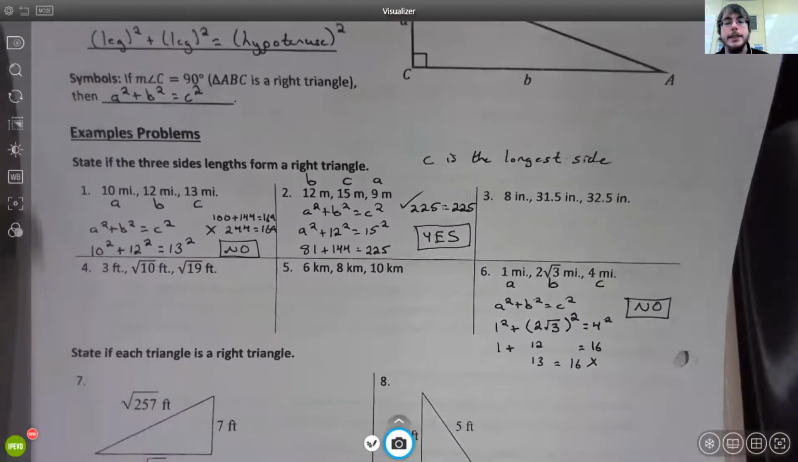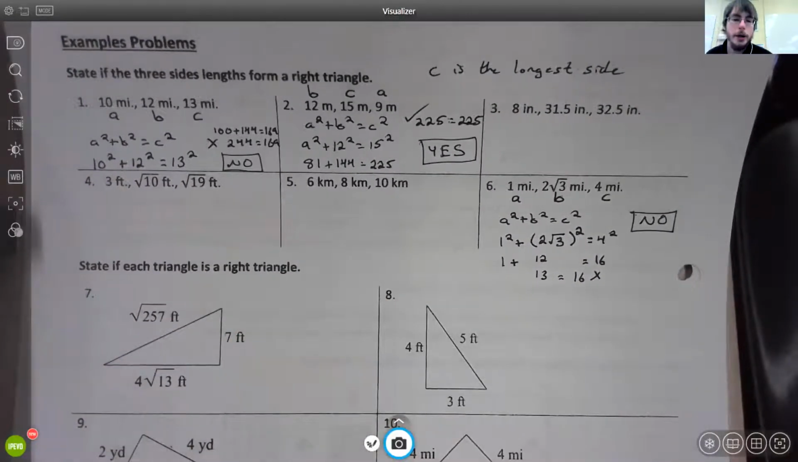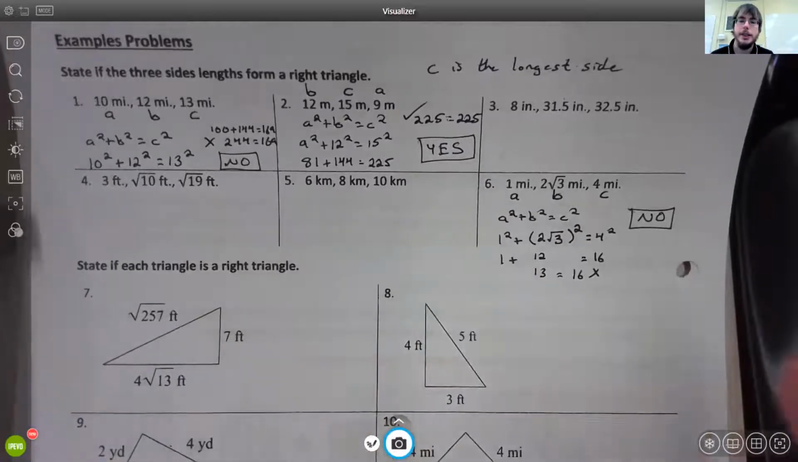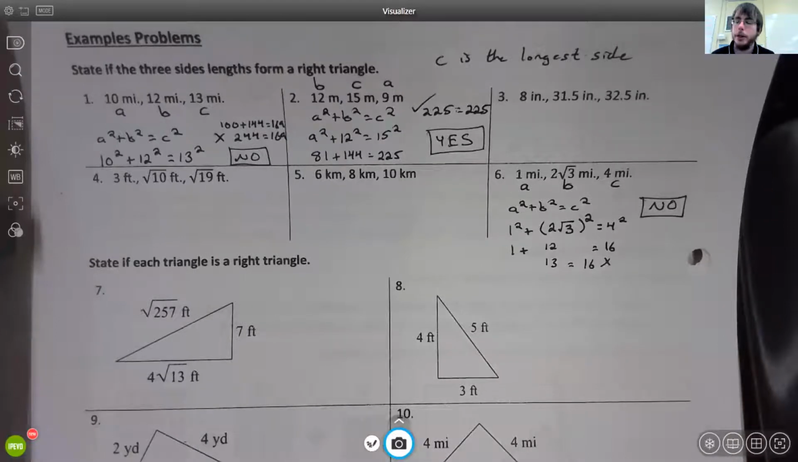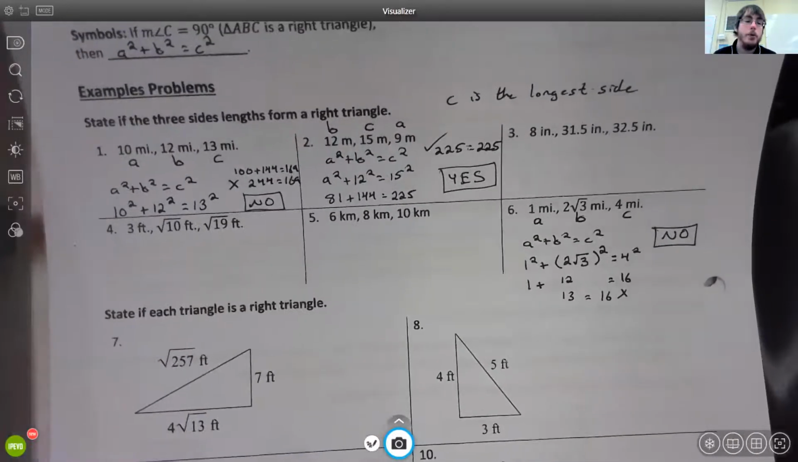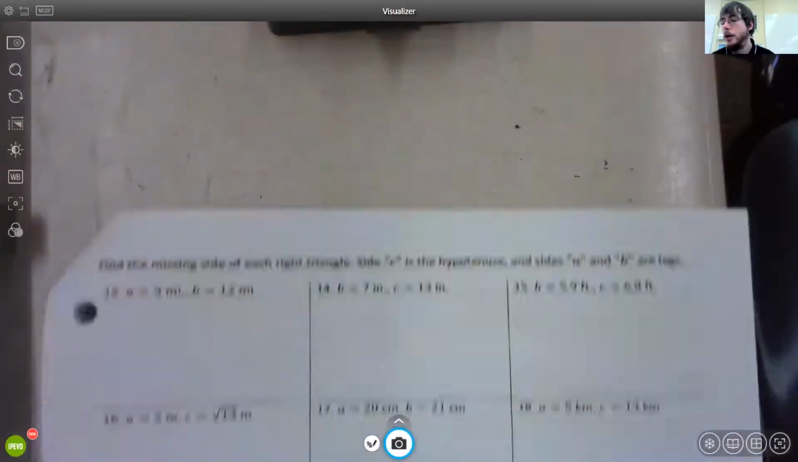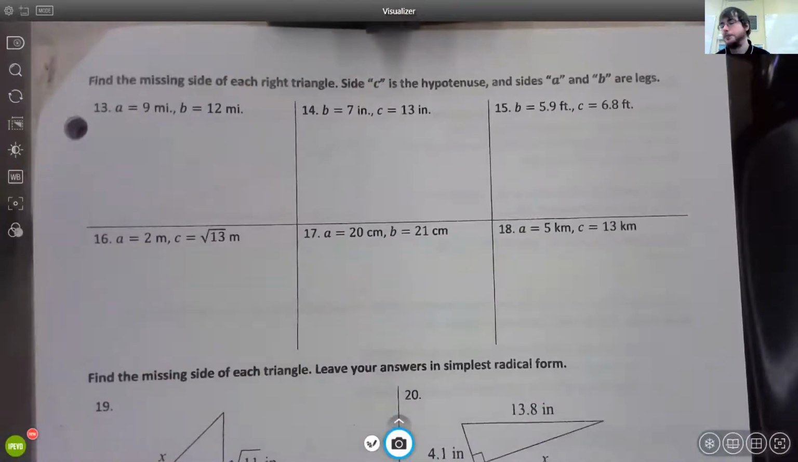So part of what I assigned was 3, 4, 5, 7 through 12. Do those. They're practice problems. I'm going to have another video posted with the answers to these as well as the other example problems that I assigned for students to do for homework as well. And we're going to look at a few of those examples right now. Number 13, 14, and 19.